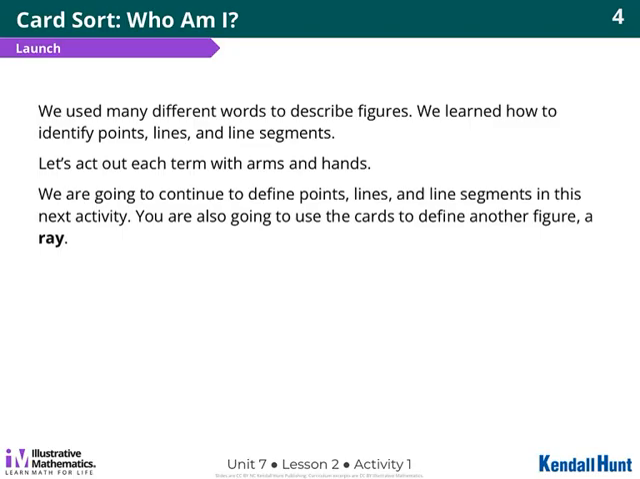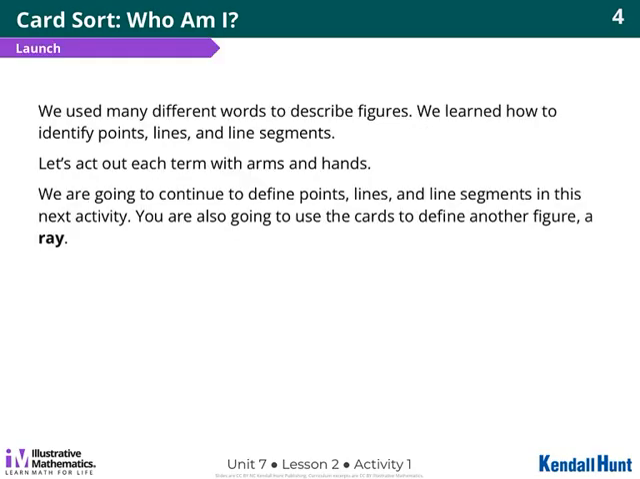Okay, close your books, but mark your spot with your pencil. We're going to get started with activity 1. We used many different words yesterday to describe figures. We learned how to identify points, lines, and line segments, right? We're going to act out each term with arms and hands. We are going to continue to define points, lines, and line segments in this next activity. And you are also going to use some cards to define another figure, a ray.